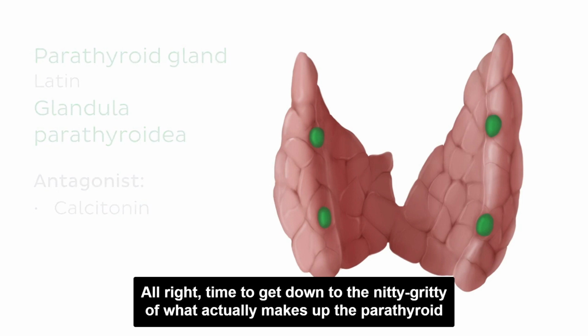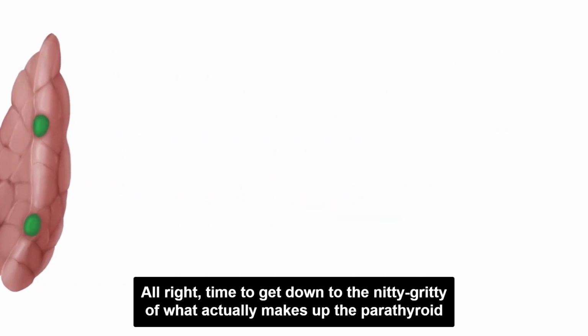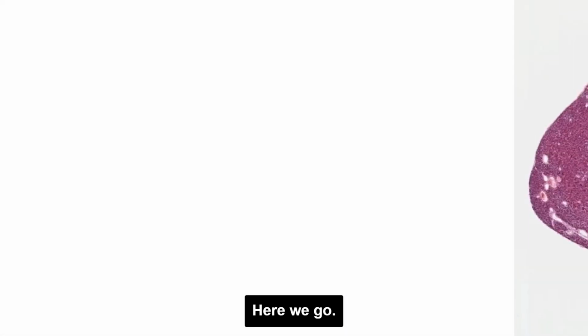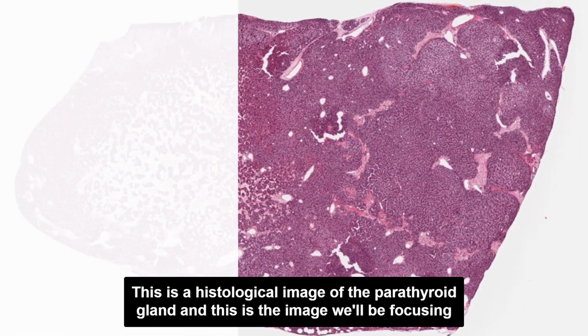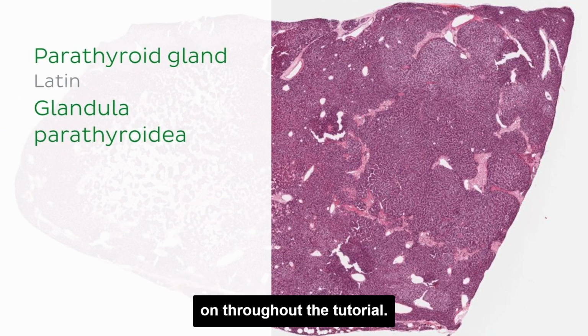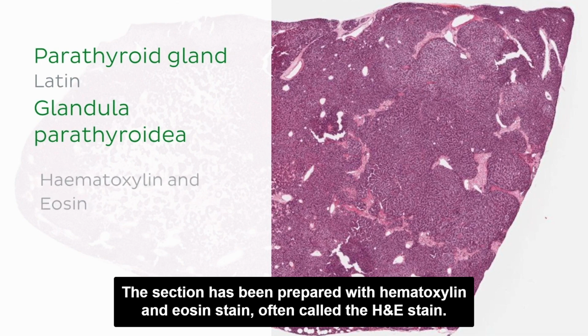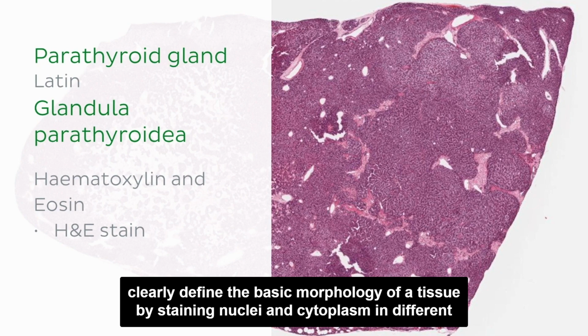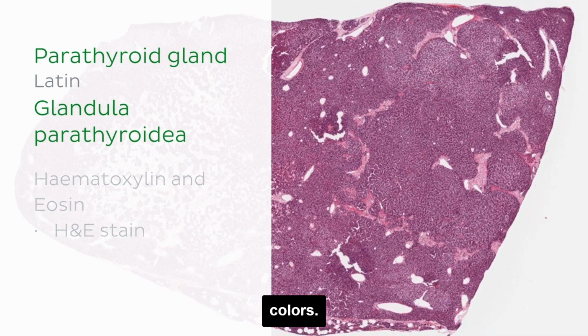All right, time to get down to the nitty-gritty of what actually makes up the parathyroid gland. Here we go. This is a histological image of the parathyroid gland, and this is the image we'll be focusing on throughout the tutorial. The section has been prepared with hematoxylin and eosin stain, often called the H&E stain. H&E is the most commonly used histological stain due to its simplicity and ability to clearly define the basic morphology of a tissue by staining nuclei and cytoplasm in different colours.